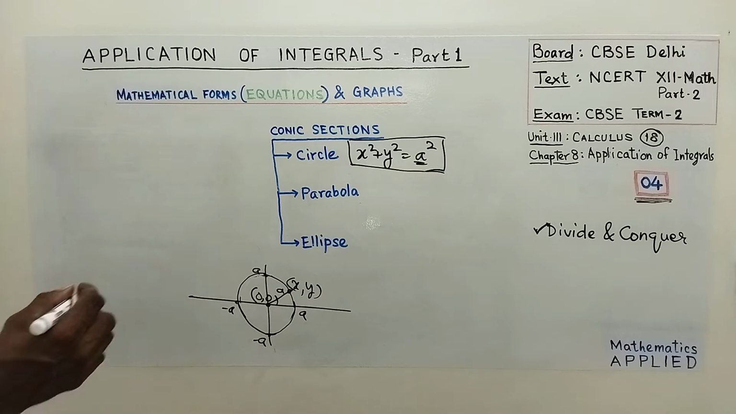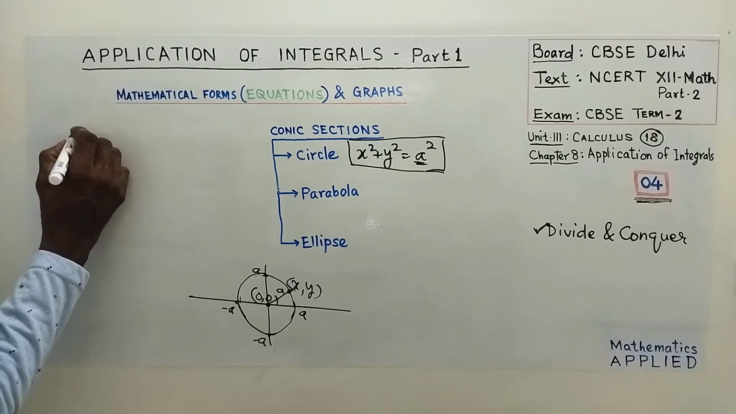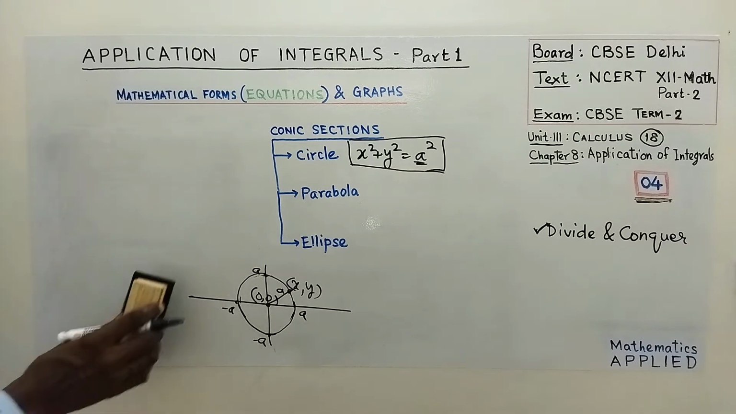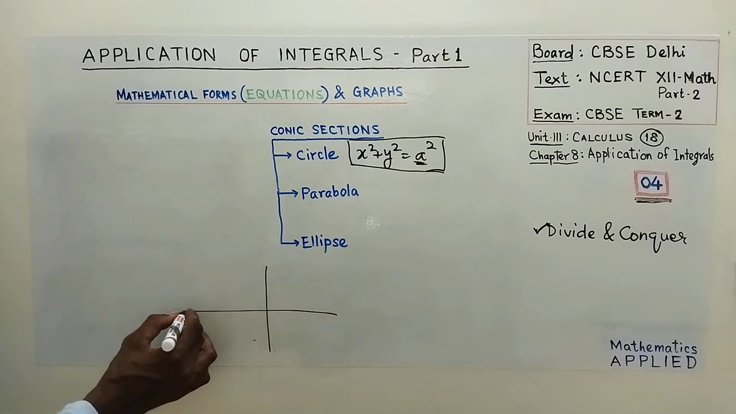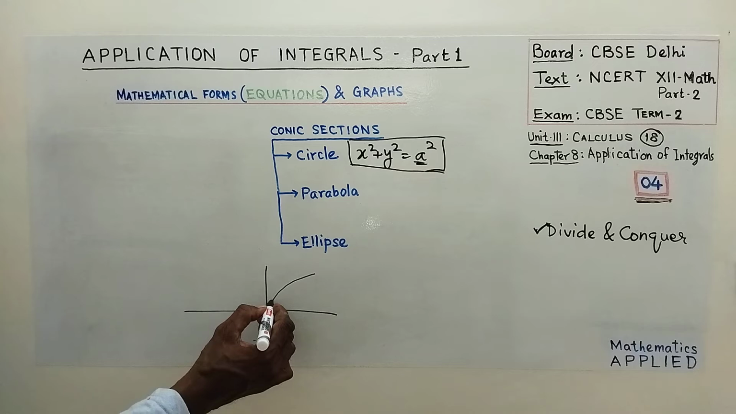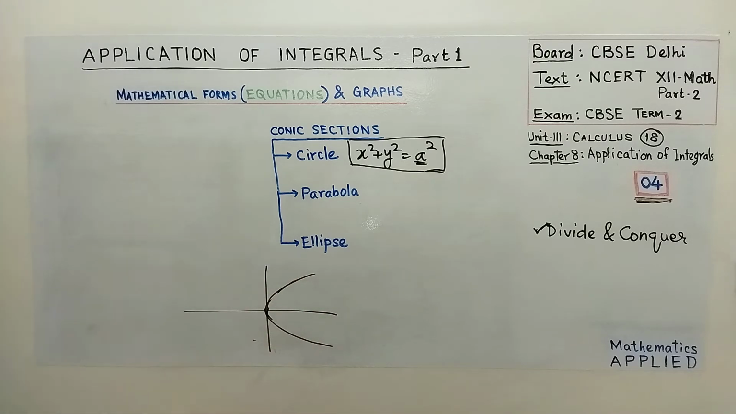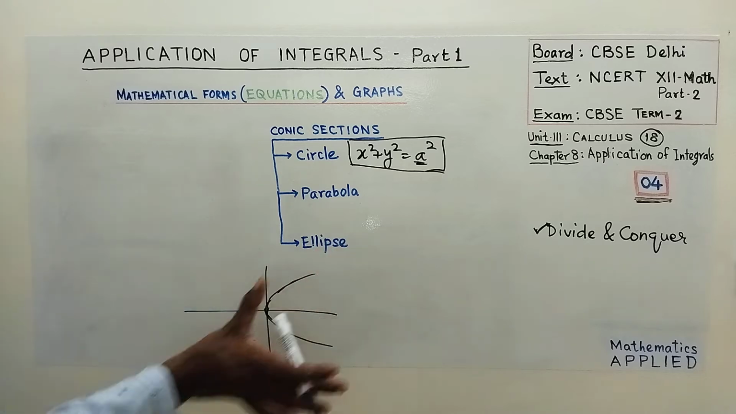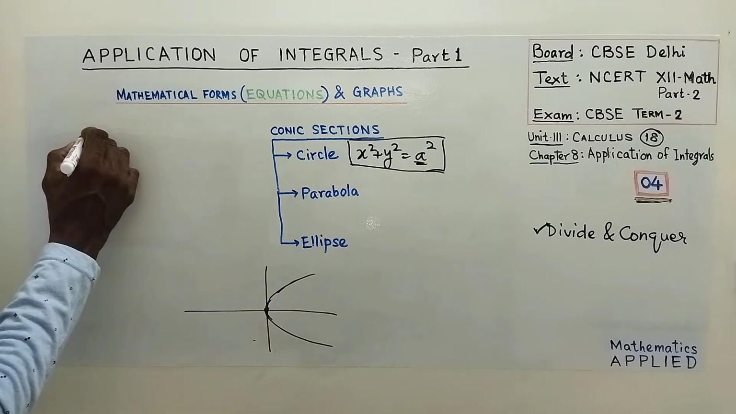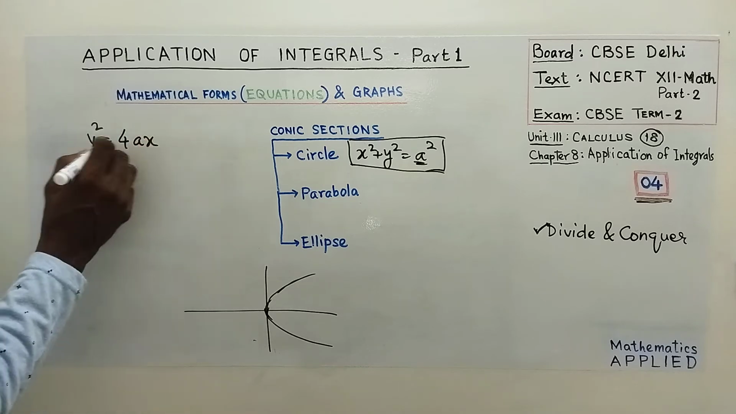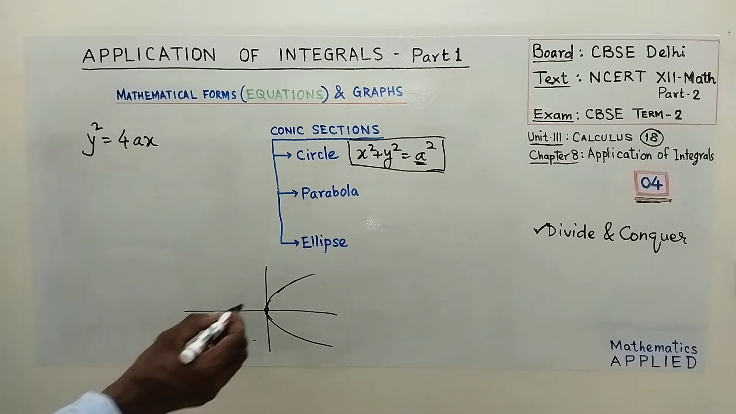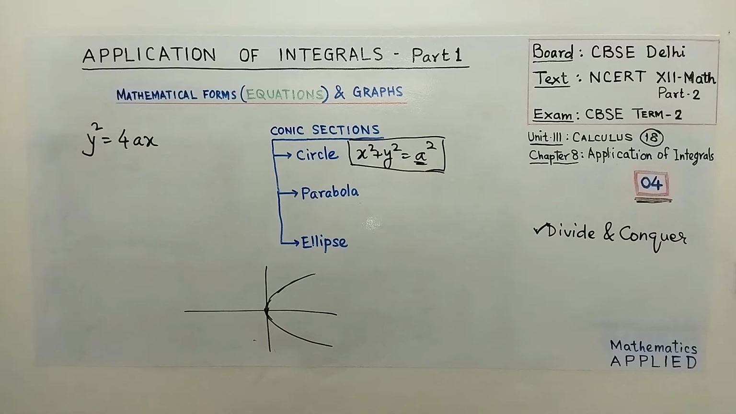Now let's see quickly for the parabola. What is a parabola and how do we draw it? I will draw a parabola here. One parabola is like this. Its mouth is open on the right side. Such a parabola is written like this: y square equals 4ax. This is the equation for this parabola.